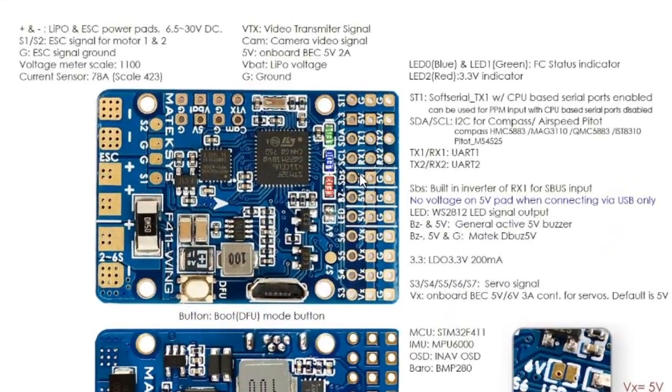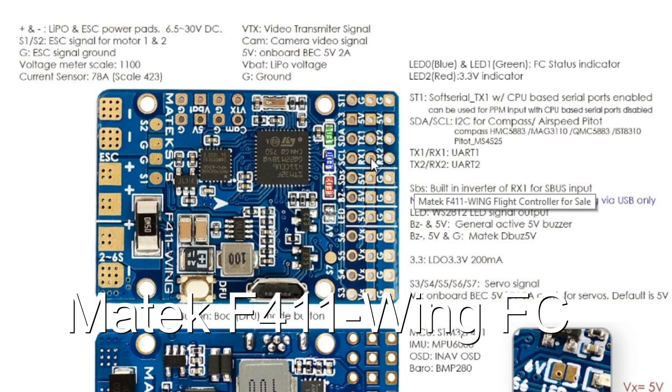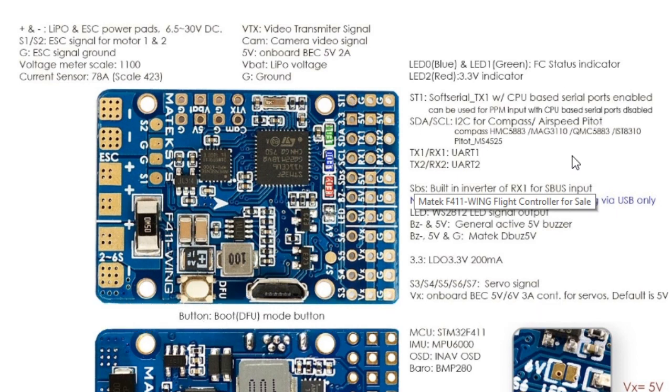So here's the specs. It has 5 servo outputs, 4 here and 1 on a pad. And there's S1 and S2 for the motor outputs, and there's S3, 4, 5, 6, and 7 for the servos. And there's some places here to hook on an S-bus receiver and a PPM receiver up here. And there's some information here on the side that you can see how to do it.